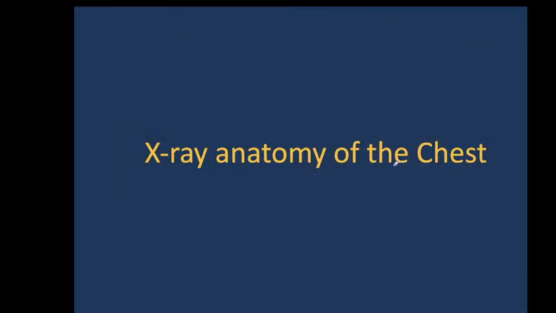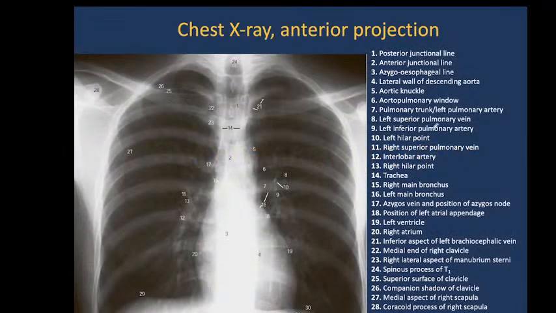Next part of the body is chest, and we start with the frontal X-ray examination of the chest, and you can see different bones. I don't want to stop and explain the bones because we had special lecture. I will concentrate on the internal organs.